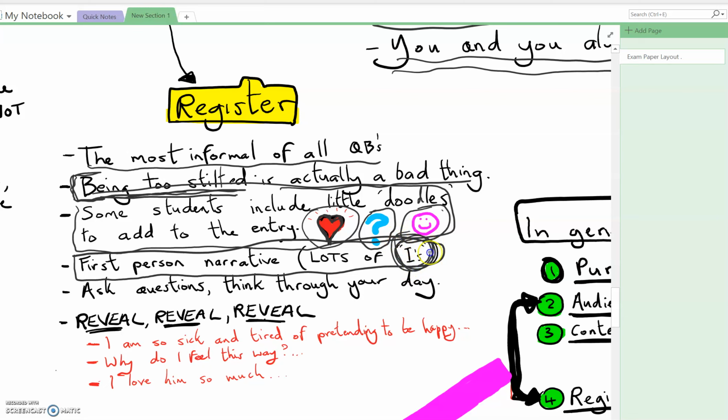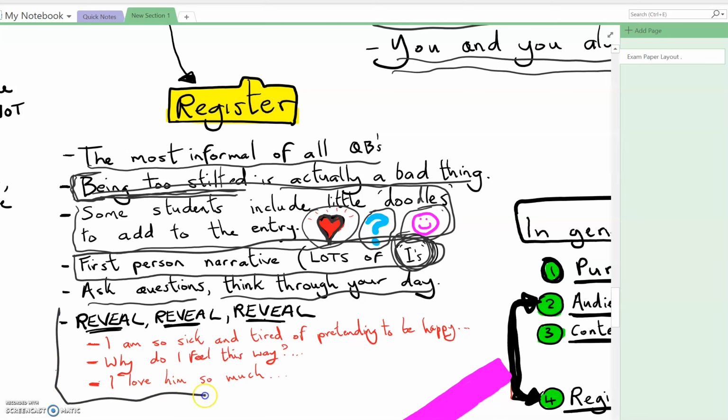It's a very personal document. You should ask questions and think through your day. Did I do the right thing there? Should I have acted differently? I wonder, what kind of a person am I going to be in 5 years' time? Did I make the right decision when I became friends with Janie? You're thinking through the decisions you made that day, and indeed your life as a whole.